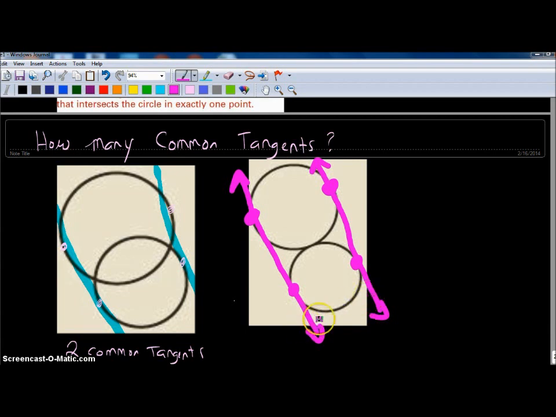And we can't go over here because it's only going to touch the bottom circle. We can't come up here because it's only going to touch the top circle. But we can come in the middle. And since they're touching right here, it's going to touch both of them at the same time. So we have 1, 2, 3 tangents.